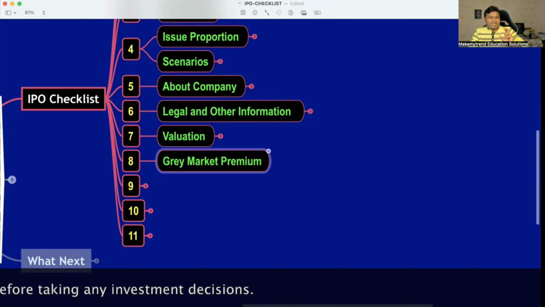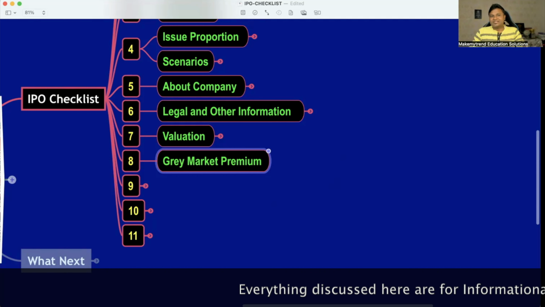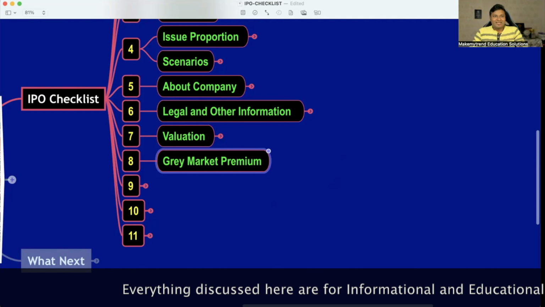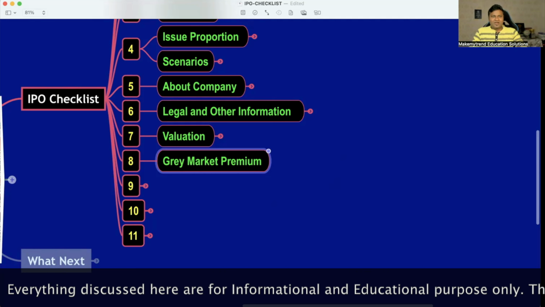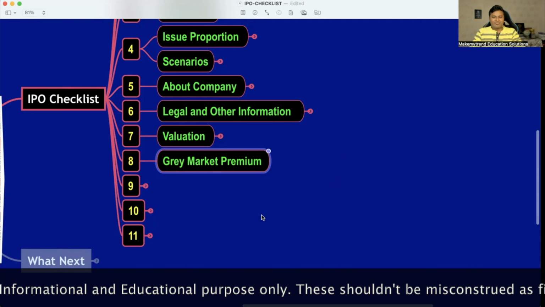It just gives an indication of the market demand, but we should not rely completely on the GMP, or gray market premium, before applying. We can look into it and see how it goes, but many times we have seen that GMP is very, very volatile and might not always predict the listing performance. Many times we have seen that GMP predictions fail. Now, we'll look into some websites towards the end, where you'll come to know the gray market premium of that particular company.